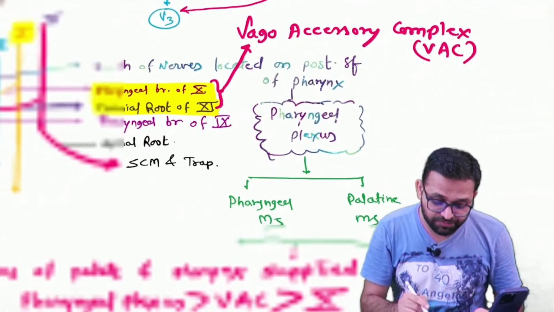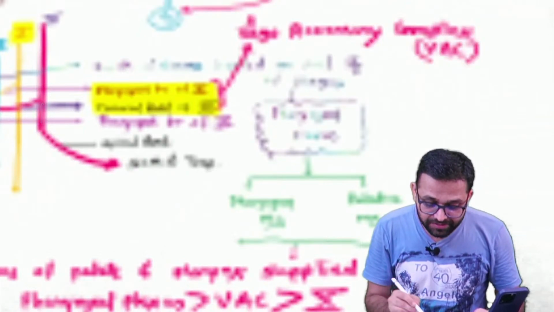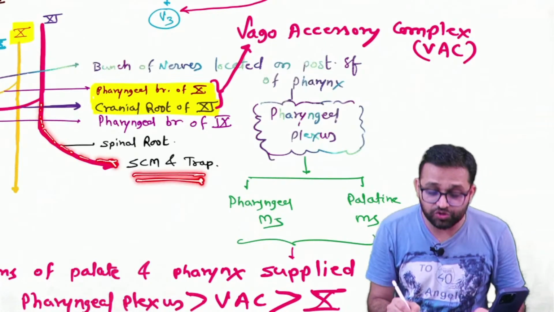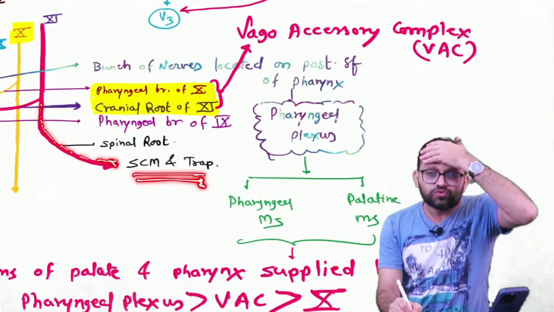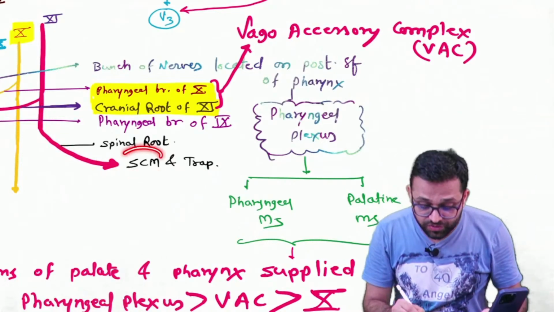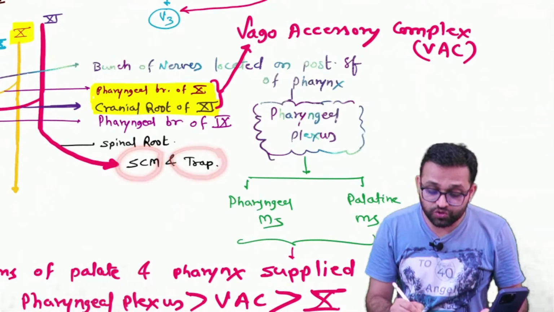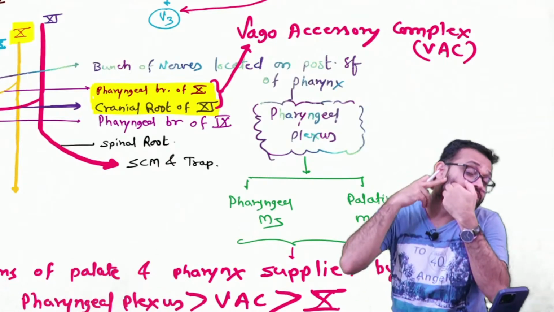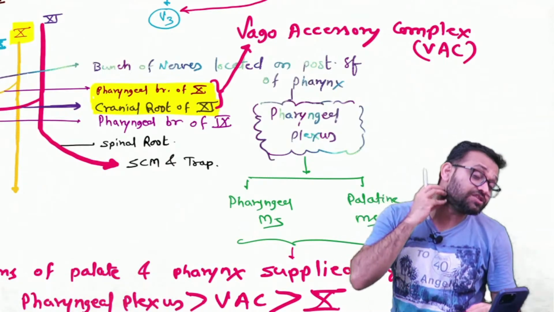But what is our spinal root? Can you see? This spinal root, sir, will go to our sternocleidomastoid and the trapezius muscle. Getting the point? So it is going towards our sternocleidomastoid and then trapezius, so it is supplying these muscles. So cranial root supplies palate and pharynx. The spinal root supplies the sternocleidomastoid and trapezius.